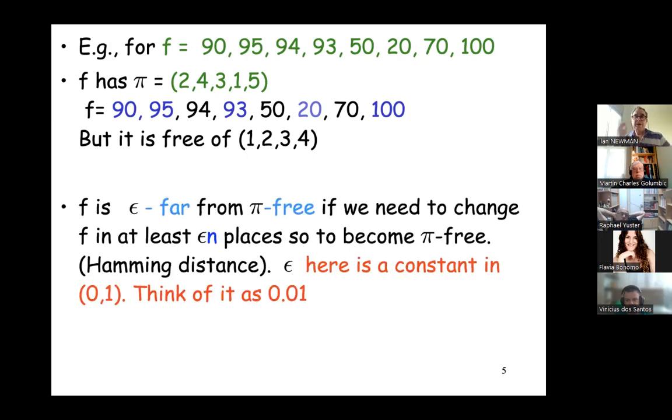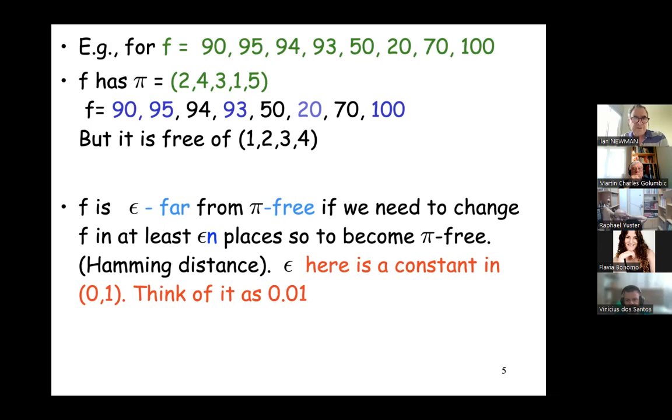Okay, so now I need to tell you, recall that our task was to distinguish between the case that has a property and it's far from the property. And our properties are going to be being pi free for a certain pi, for any constant pi. So I told you what is the property, and hopefully by now you understand well what is pi free, but what is being far from pi free? So that's the next definition.